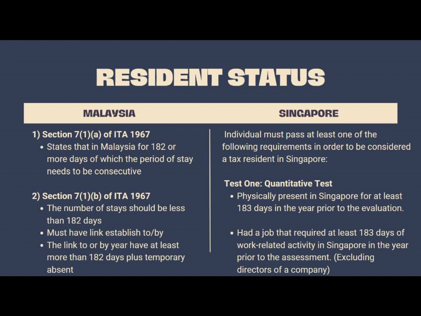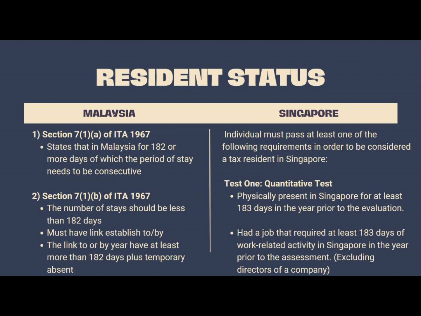There are 4 sets of circumstances by which an individual is deemed to be a resident in Malaysia. 1. Section 71A said that in Malaysia for 182 or more days, of which the period of stay needs to be consecutive. 2. Section 71B, the number of stay should be less than 182 days. Must have a link to or link by the year, have at least more than 182 days plus temporary absence.